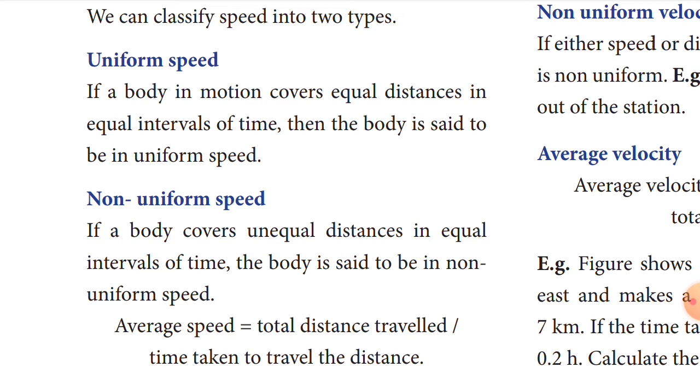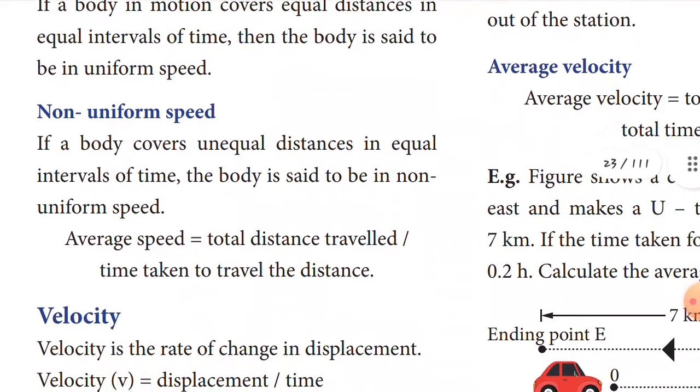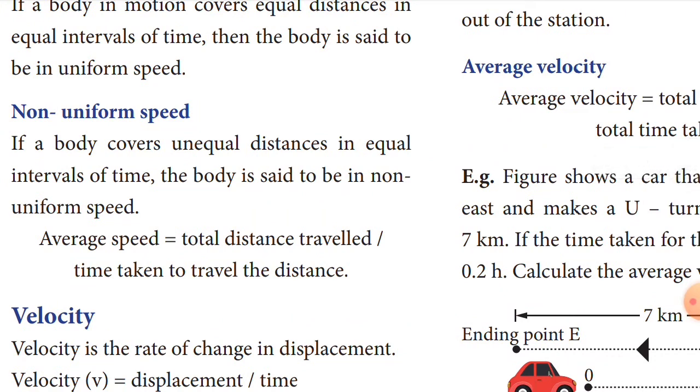For example, you take a bus or a car moving from one place to another, so there are some variations of time. The body is said to have non-uniform speed. And you write the average speed formula: total distance traveled divided by time taken to travel the distance. This is clear to you, children.